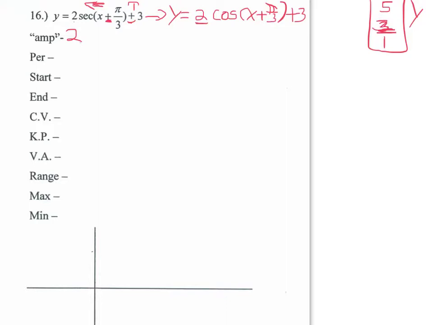Okay, period is, well, if it's just x, 2 pi over 1 is 2 pi. So I've done these over and over again. I'll just go right to the increments. This is 2 pi over 4, which reduces to pi over 2.